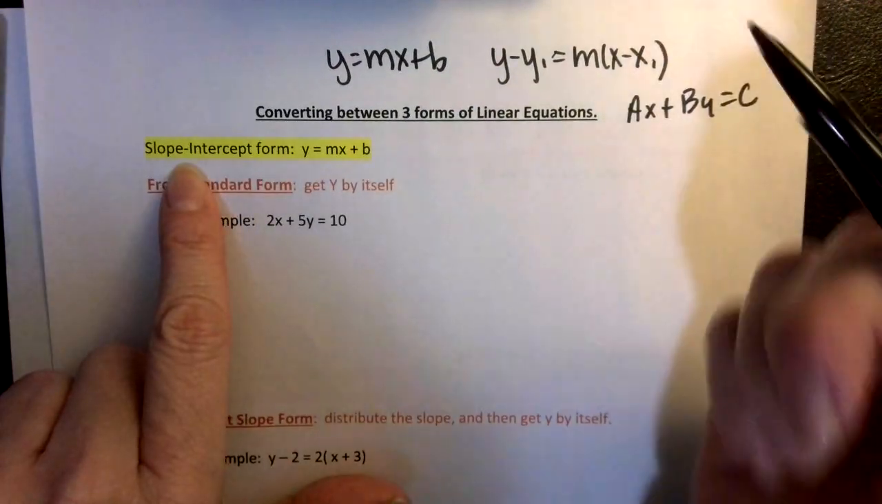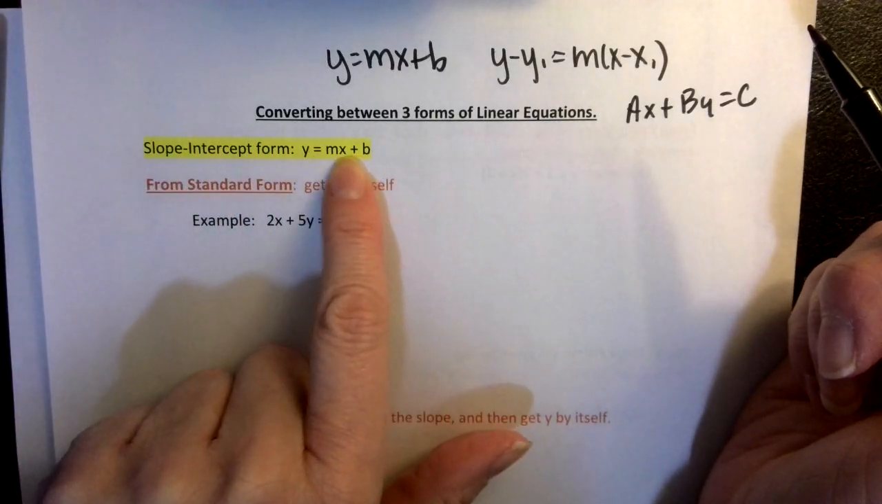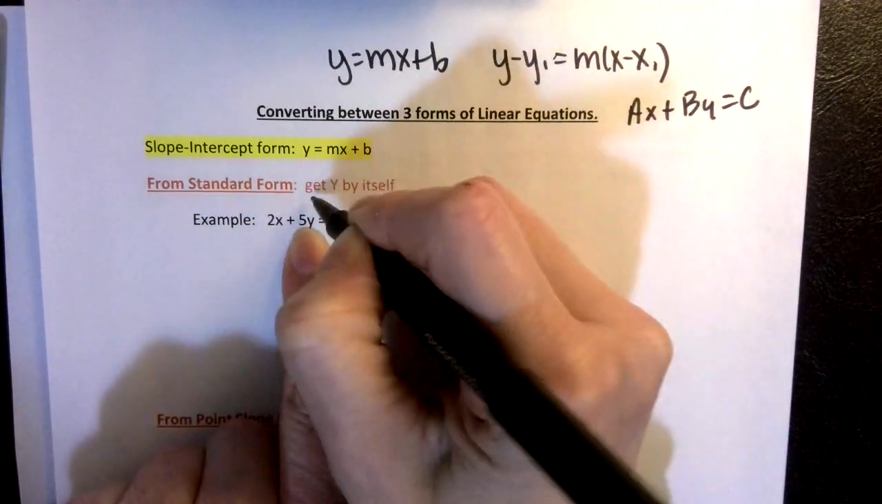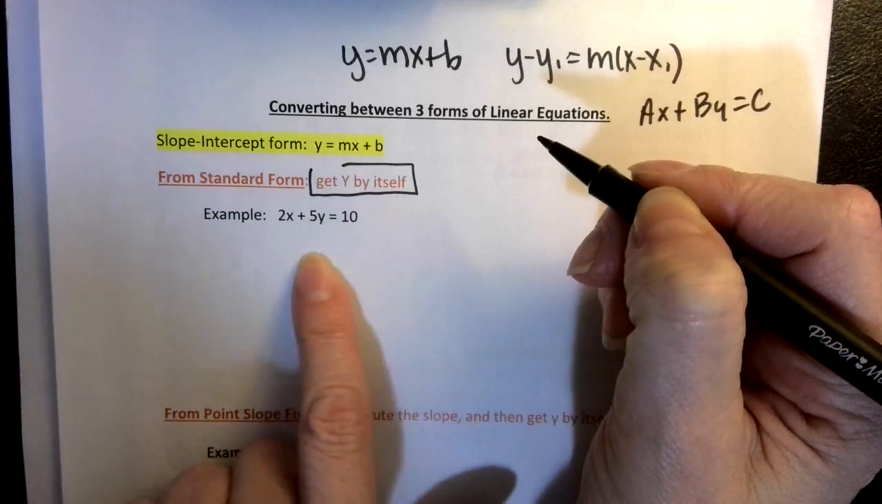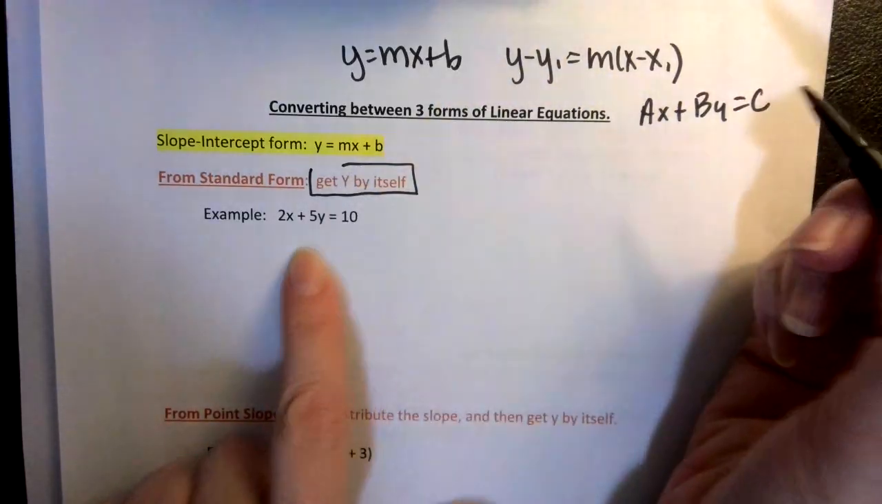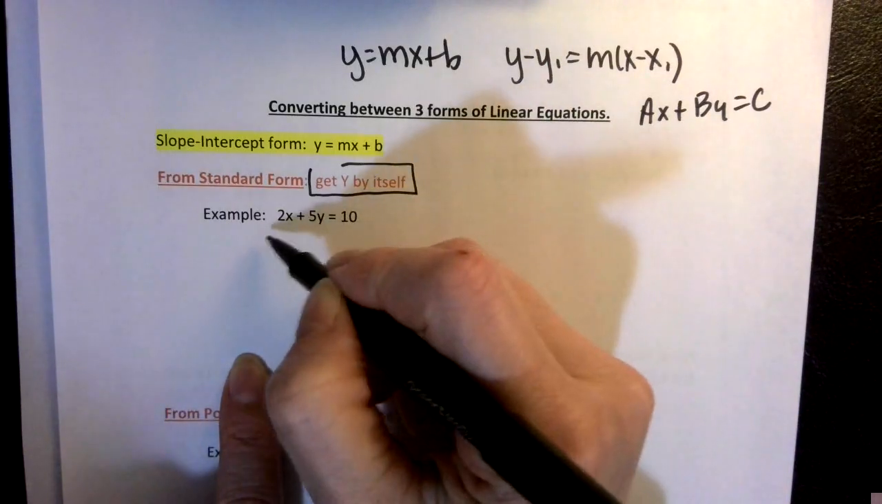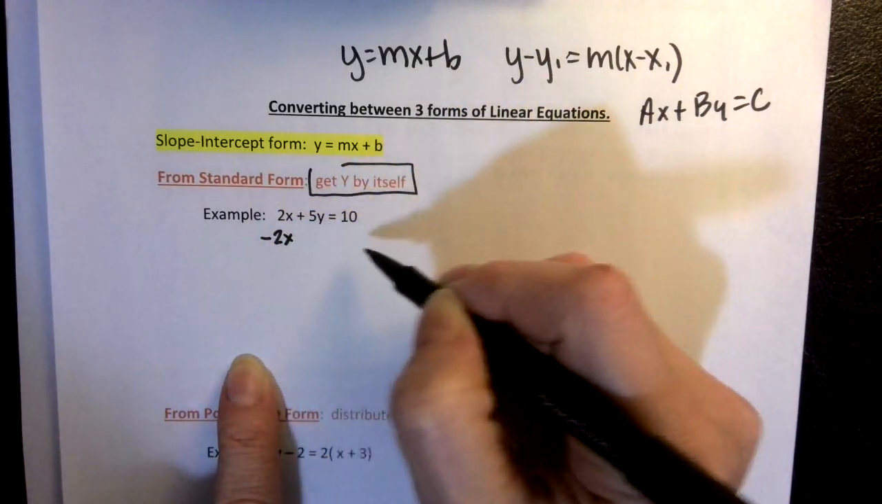What you see in yellow here is the form that you're supposed to turn it into. So it says slope-intercept, get y alone. So when I see an equation like this one in standard form, I'm going to get y by itself. So I start by undoing anything being added or subtracted. So I'm going to subtract this 2x because it's added to that 5y.